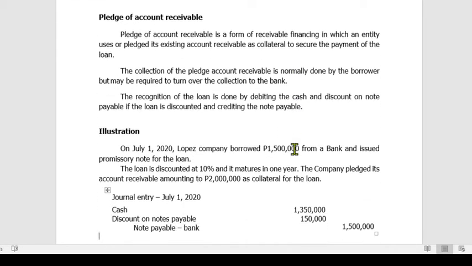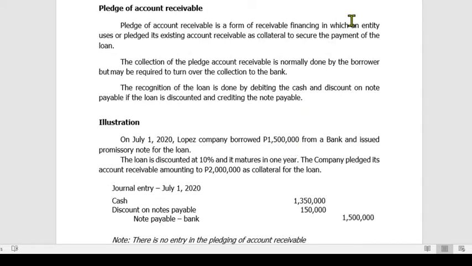The pledging of accounts receivable is a form of receivable financing in which an entity uses or pledges accounts receivable as collateral to secure the payment of the loan. The collection of the pledged account is normally done by the borrower but may be required to turn over the collection to the bank. The recognition of the loan is done by debiting the cash and discount on note payable if the loan is discounted and crediting the note payable.